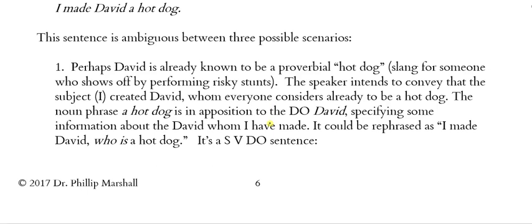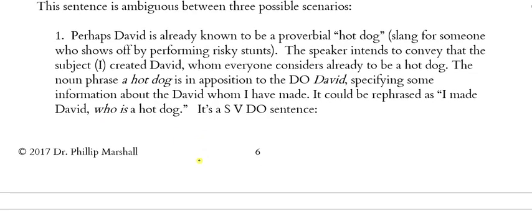Number 1, perhaps David is already known to be a proverbial hot dog, and that is a slang term for someone who shows off by performing risky stunts. And David's already known to be a hot dog in this way. Perhaps what the speaker intends to convey is that the subject, I, created David, whom everyone considers already to be a hot dog. The noun phrase, a hot dog, is in apposition to the direct object David, specifying some information about the David whom I have made. It could be rephrased as, I made David, who is a hot dog. Okay? I'm all-powerful, and I've made David. And it just so happens that David is a hot dog.